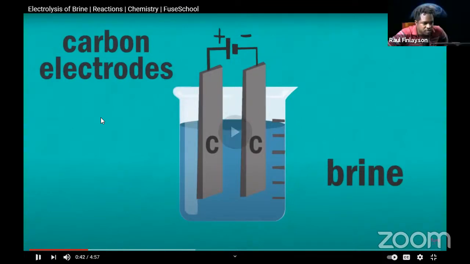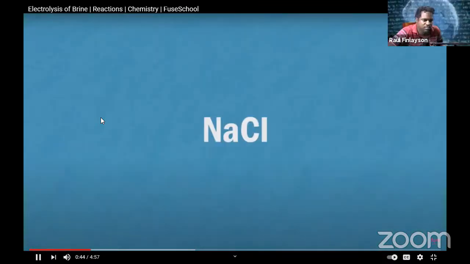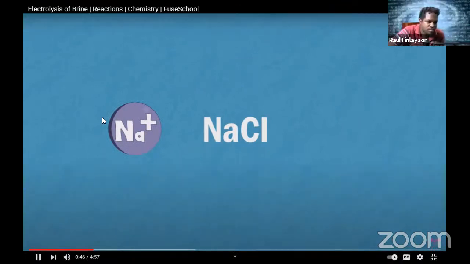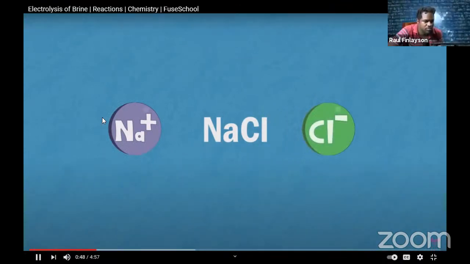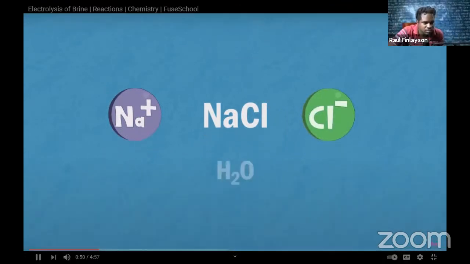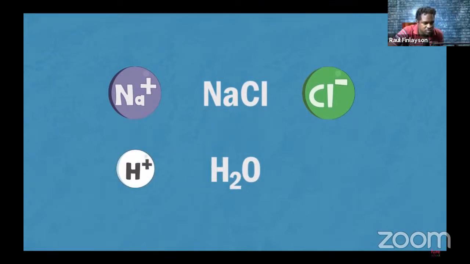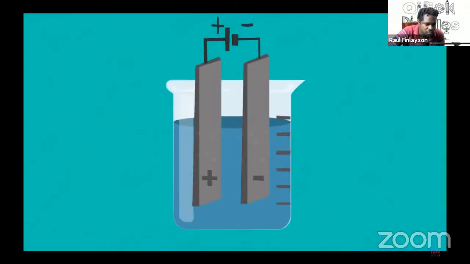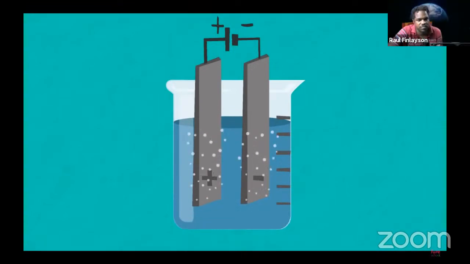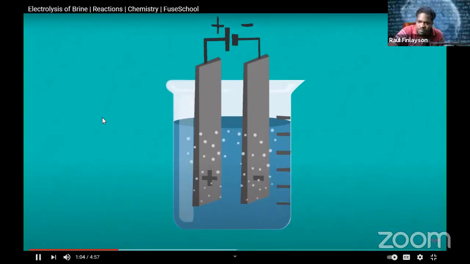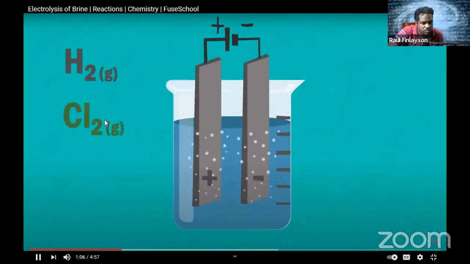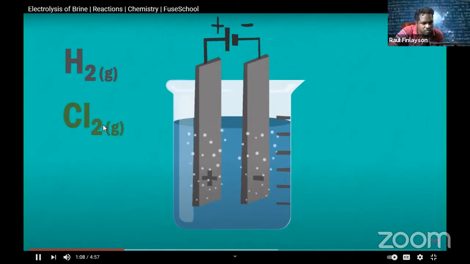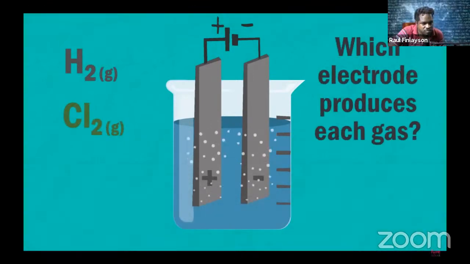From the sodium chloride, we have positive sodium ions, Na+, and negative chloride ions, Cl-. And from the water, we have positive hydrogen ions, H+, and negative hydroxide ions, OH-. When the current flows, you will begin to see tiny bubbles of gas forming at each electrode. Both hydrogen and chlorine gas are formed. But can you work out which electrode produces which gas?